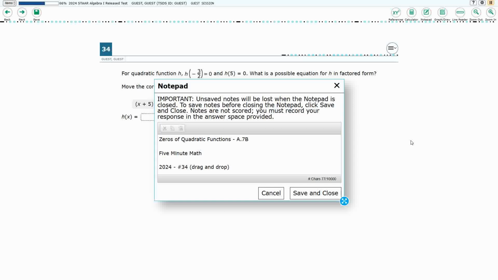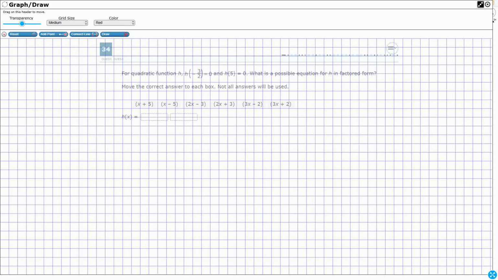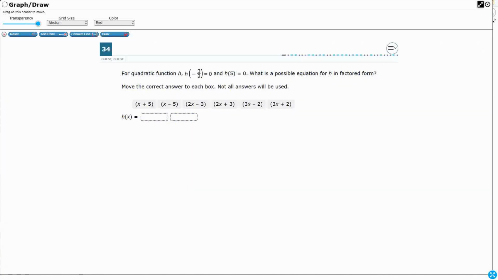Today we are looking at the Algebra 1 concept of zeros of quadratic functions. This is standard A.7B in the great state of Texas, and we are using item number 34 off the 2024 released STAAR test. This is a new item type called drag and drop. If you haven't done so already, please take a moment to pause the video, work this problem out on your own, unpause it, and we will look at our answers together.